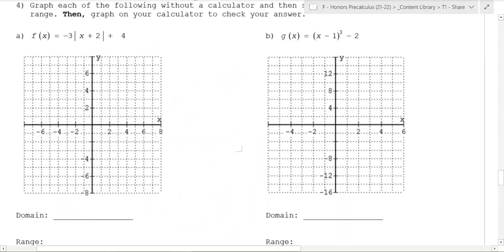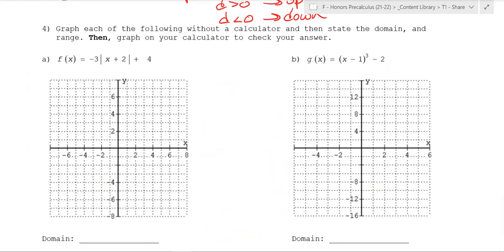So let's take a look at these right here. We're going to graph each of these without a calculator, state the domain, and then you can use a calculator to check it. But what's the base function for this one? The base function for this is the absolute value of x. What does that look like? Well, if you graph it out, you end up with the absolute value of x right there. It's that nice upward facing V.